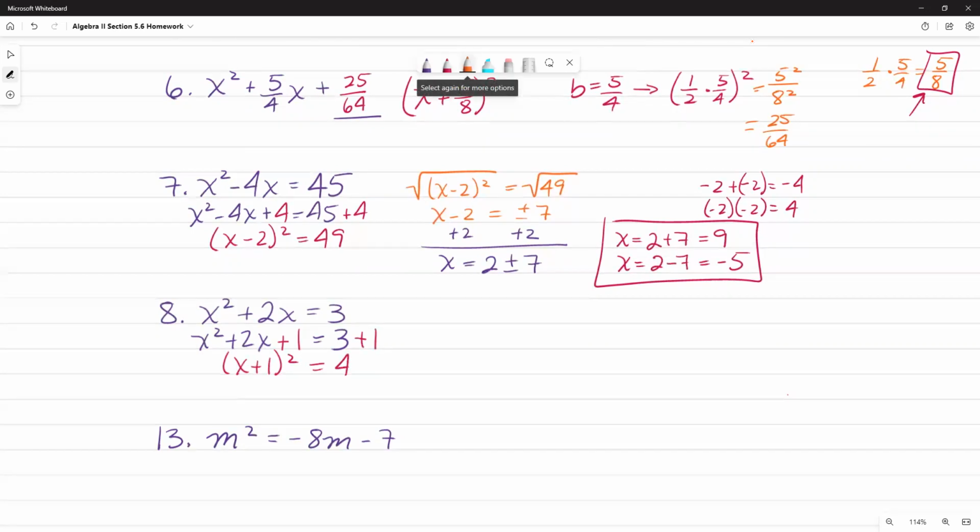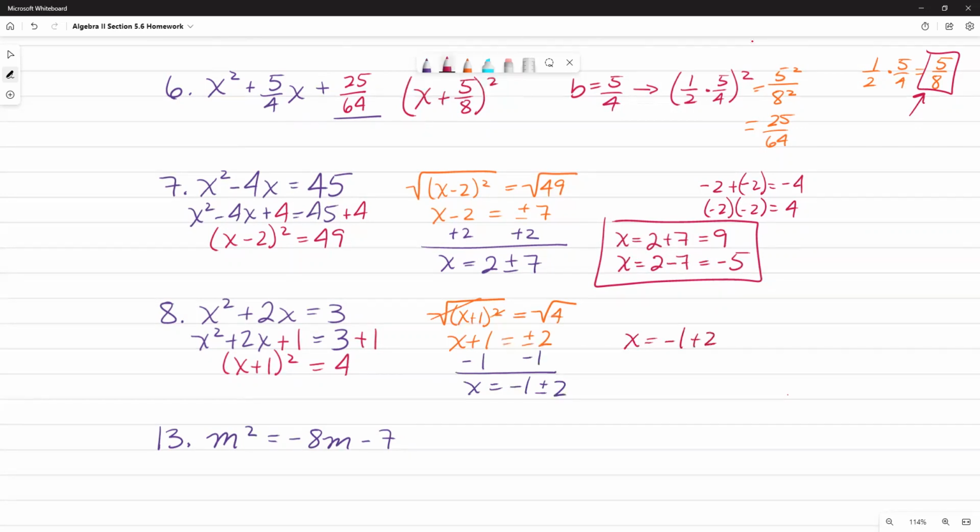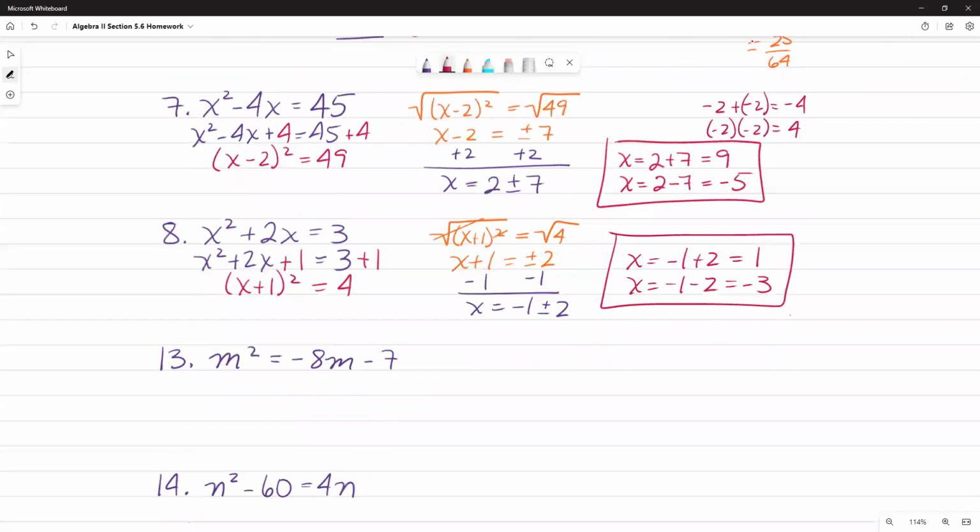So another nice option, both sides are perfect squares. So I have the square root of x plus 1 squared equals the square root of 4. Those cancel each other out. We end up with x plus 1 equals plus or minus 2. 2 times 2 is 4. All right. Last step, we subtract 1 from both sides. We get x equals -1 plus or minus 2. So now we can solve. X equals -1 plus 2 gives us a 1, and x equals -1 minus 2, which gives us a -3. And those are our two answers, two solutions for x.